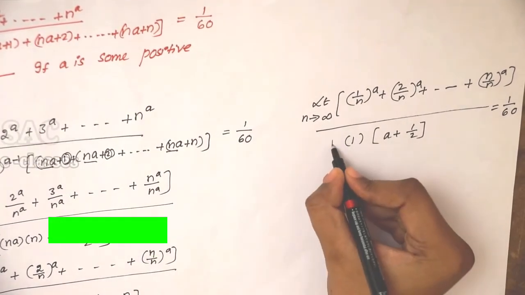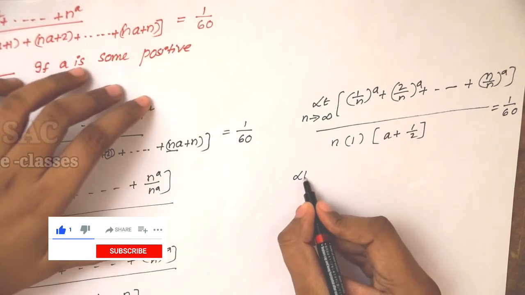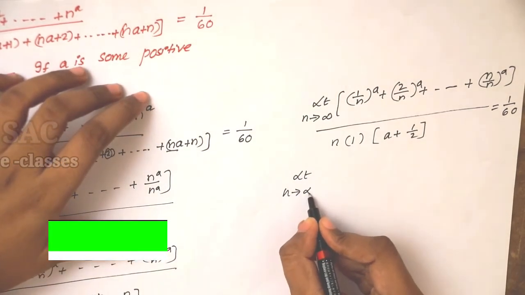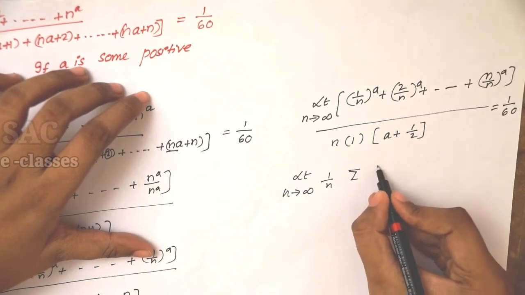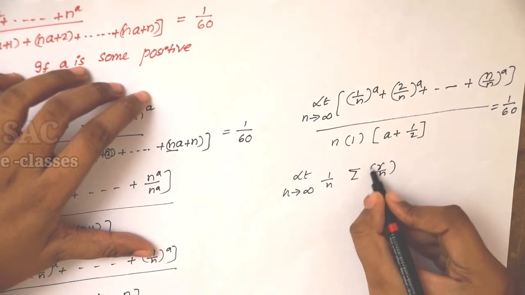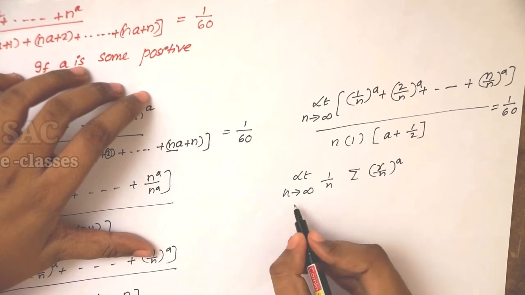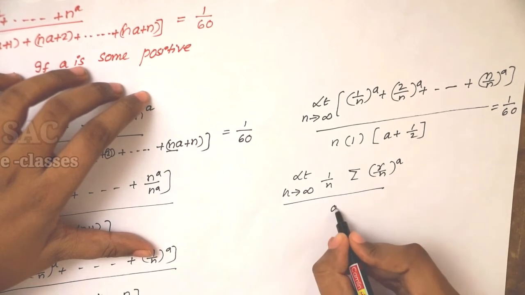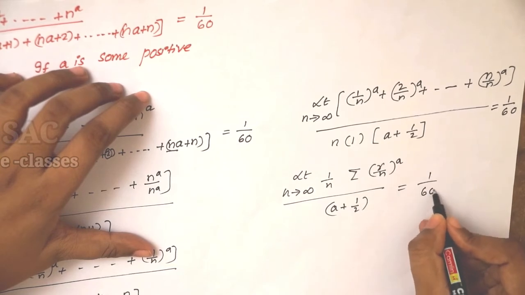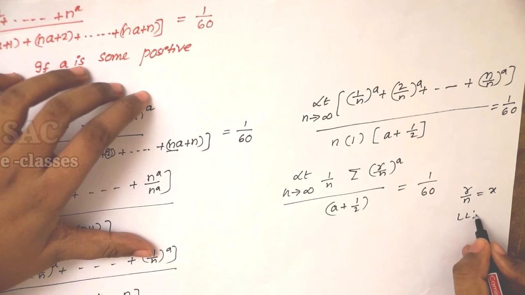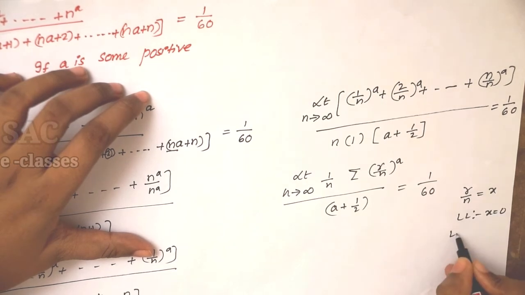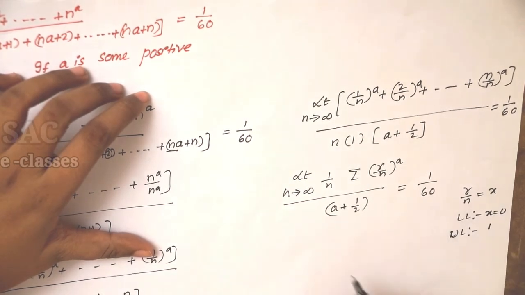Already n is there. Now it is looking like our desired form. Limit n tends to infinity, 1 by n sigma r by n whole power a, whole by a plus 1 by 2 is there, which is equal to 1 by 60. Take r by n as x, the lower limit is anyhow 0, the upper limit is 1.